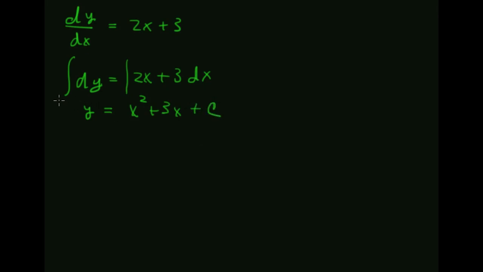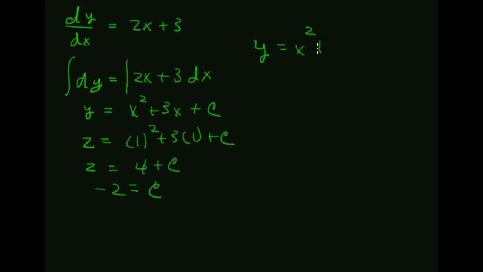We have an initial value in this problem, which is (1, 2). So 2 is 1 squared plus 3 times 1 plus c. So 2 is 4 plus c, which means c is negative 2. So y is x squared plus 3x minus 2, right? So that looks like D. There you go.